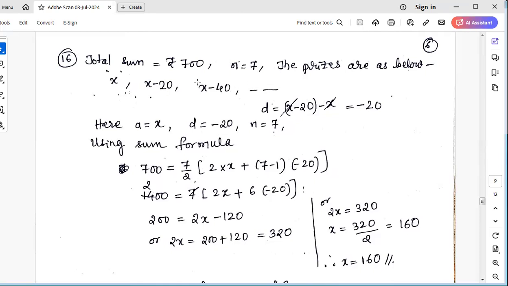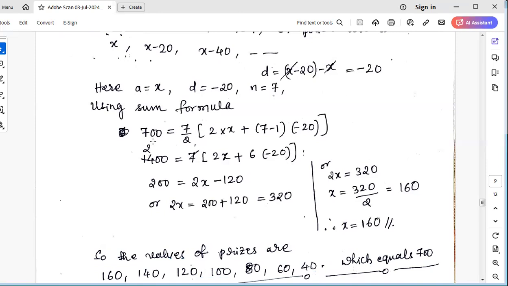So we are getting the terms of the AP. In this AP, the first term is X. The common difference is minus 20. You can see here how I have determined the common difference: X minus 20 minus X. This is the second term, this is the first term. So X gets cancelled, so it is minus 20, and n is equal to 7. Using the sum formula, we will determine the value of X.